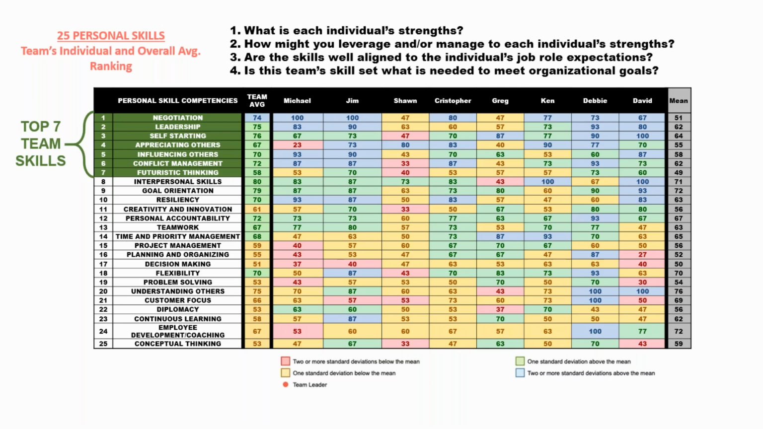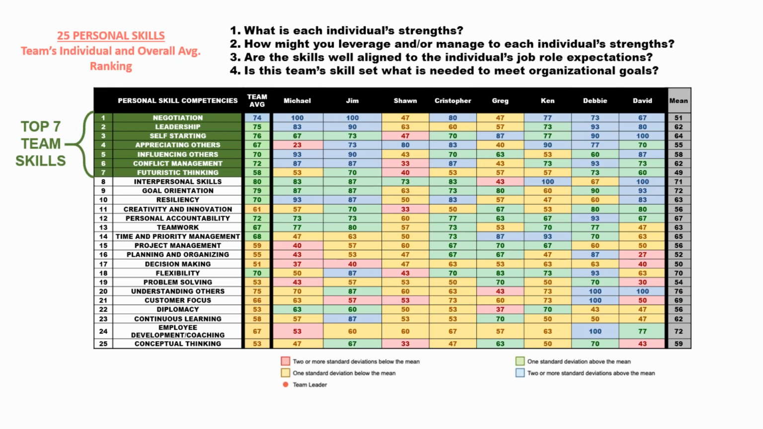And so this person created another separate spreadsheet with the data provided to them. They have the names of everybody up here at the top. They have the skill listed to the left, and it just so happened these are the top 7 skills that everybody in the company possesses: the ability to negotiate well, leadership skills, self-starting ability, which is pretty important, appreciation of others, influencing others, conflict management, futuristic thinking.